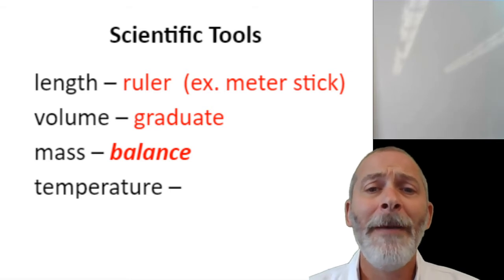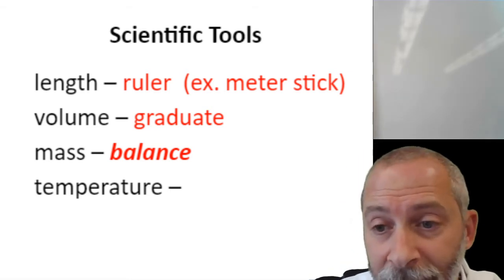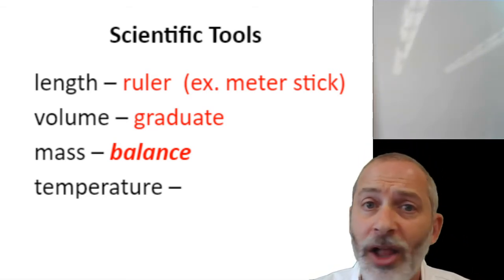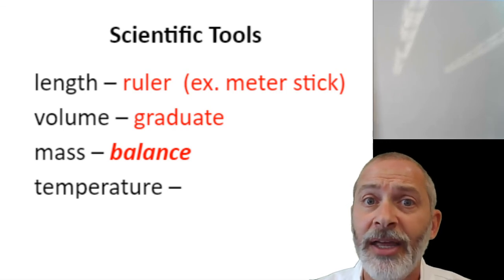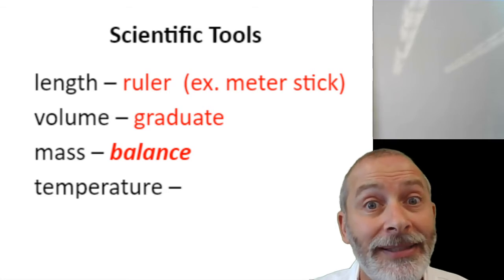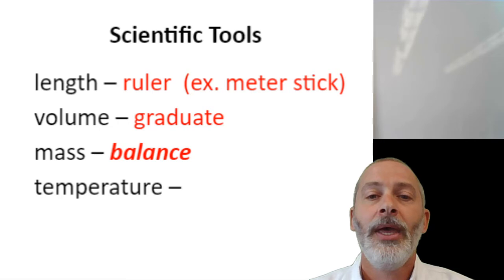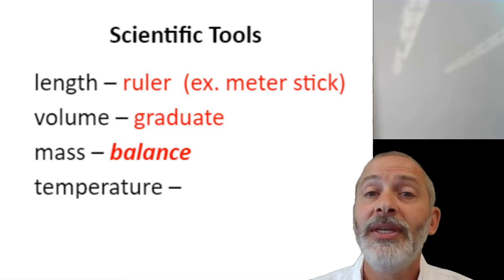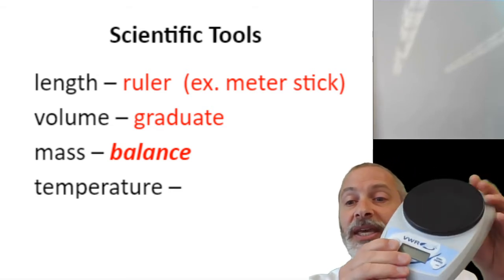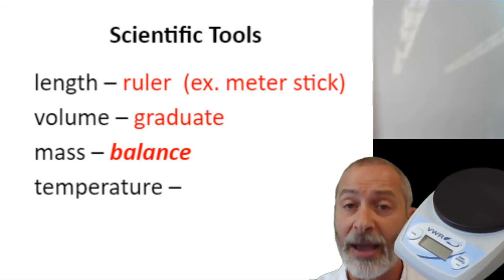When we measure mass in the metric system, we use an instrument called a balance. Now, a balance and a scale are not the same thing. A scale is what you use to measure your weight, and you probably have a scale in your bathroom, perhaps. A balance is used to measure mass. This is a digital balance, which we will be using in the laboratory.